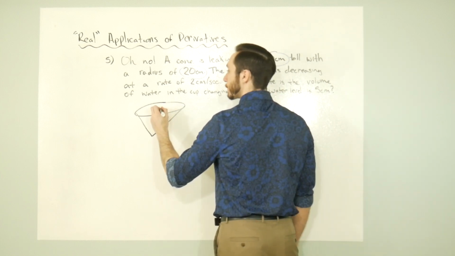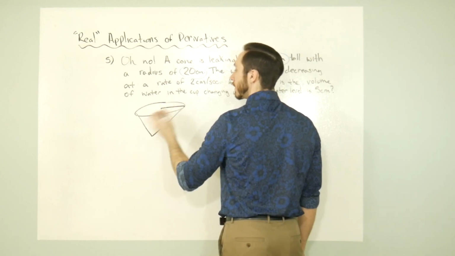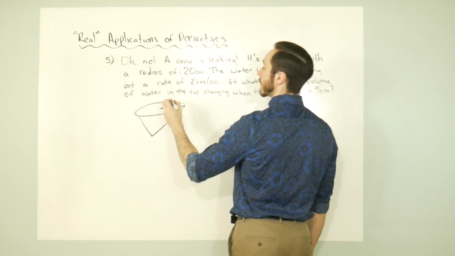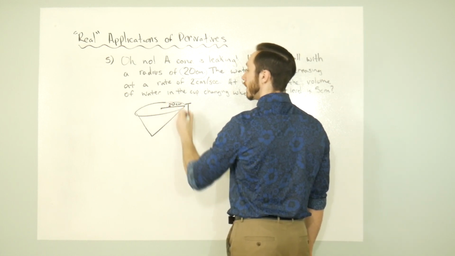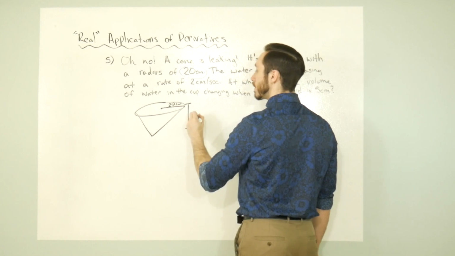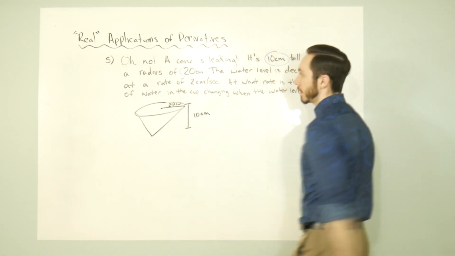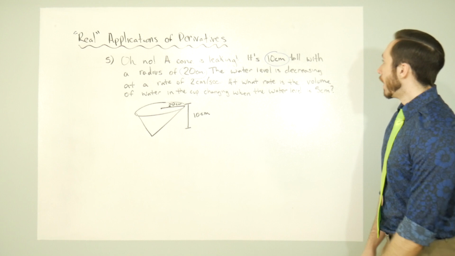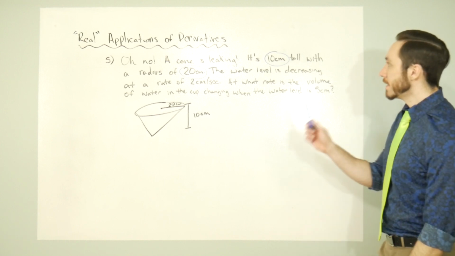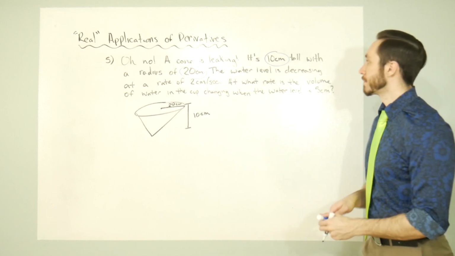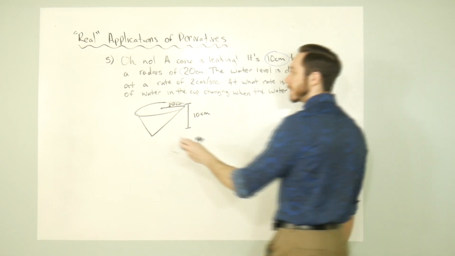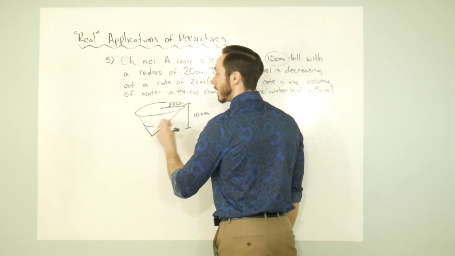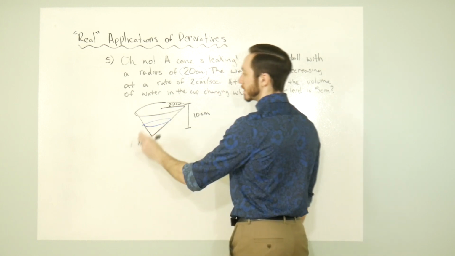So this right here is fixed at 20 centimeters. And the overall height of the cone is fixed at 10 centimeters. Okay. Water level is decreasing at a rate of 2 centimeters per second. That's great, but we're going to use that later. Ideally, the situation is just set up this way.